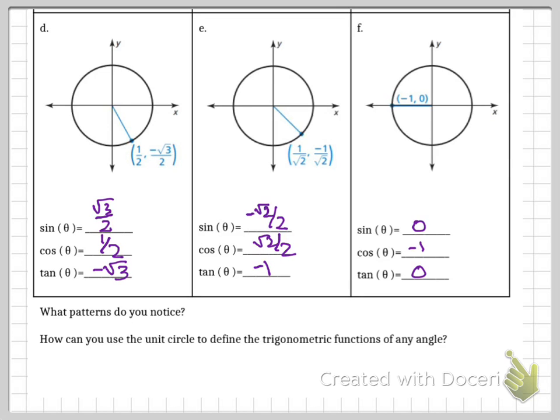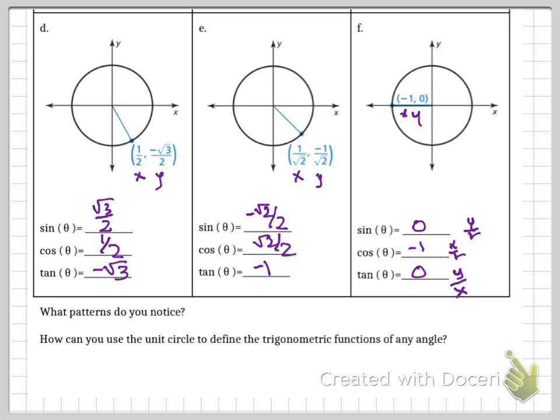Again, we're just using the ratios. Sine of theta is y over r. Cosine of theta is x over r. Tangent of theta is y over x. So we're just looking at these ratios here and trying to figure out what our radius is. And for each of these, our radius is 1.